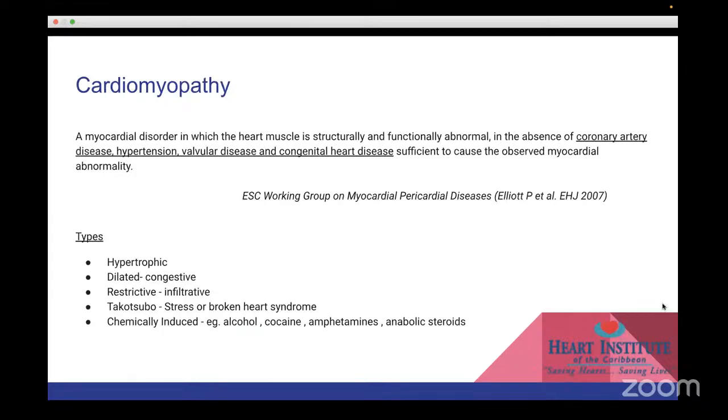So what is cardiomyopathy? This is a myocardial disorder in which the heart muscle is structurally and functionally abnormal in the absence of coronary artery disease, hypertension, valvular disease, and congenital heart disease, sufficient to cause the observed myocardial abnormality. The types of cardiomyopathy are hypertrophic cardiomyopathy, which is what we'll be looking at today, dilated, restrictive, Takotsubo, and chemically induced cardiomyopathy.